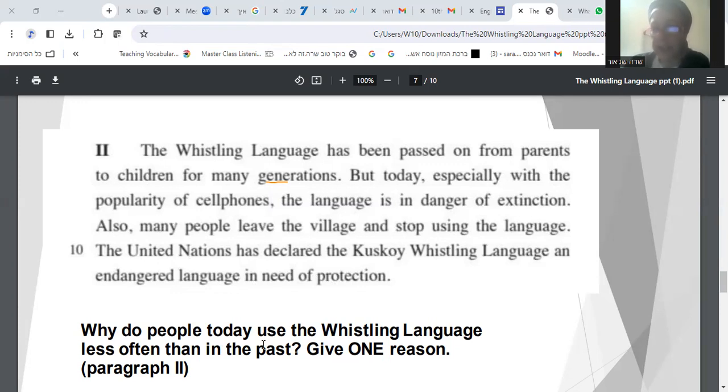They use the question itself to help you answer. The people today, or the people in Kuskoy today, use the whistling language less often than in the past because they have cell phones, or many of them leave the village and stop using the language. Or, what else? Those are two good answers.